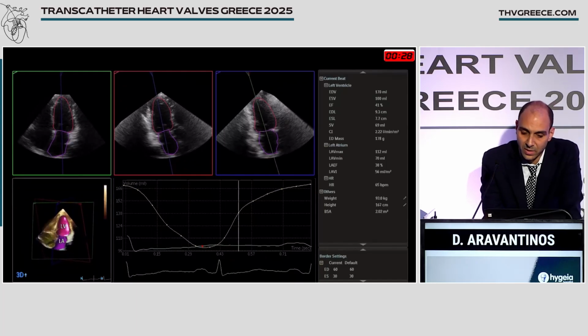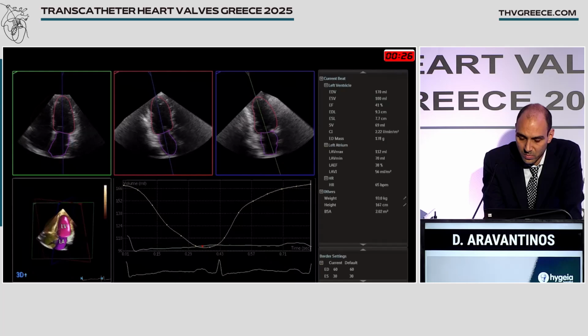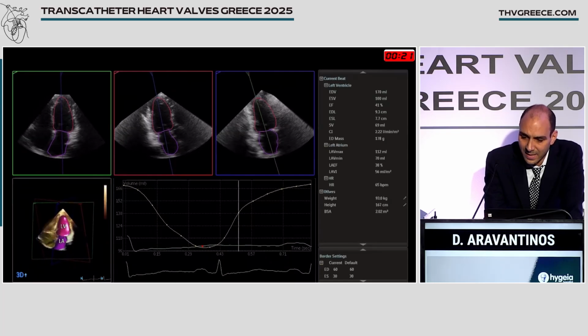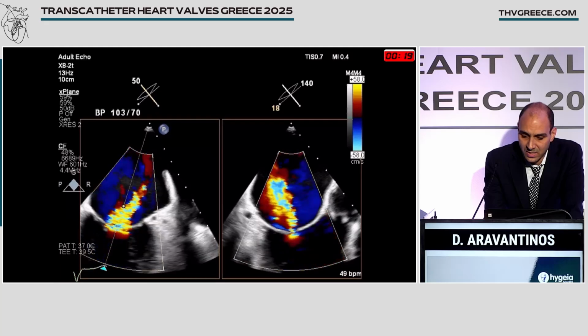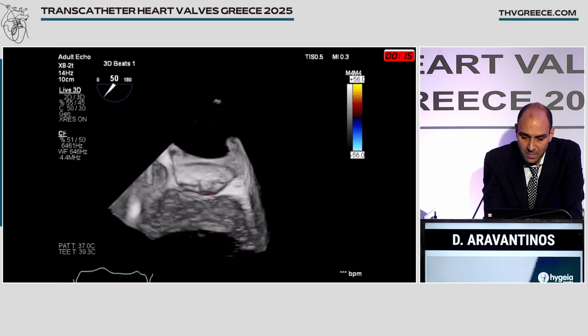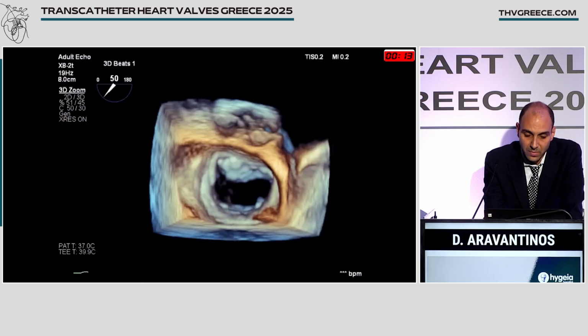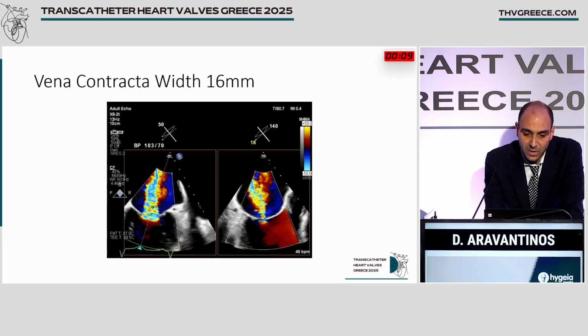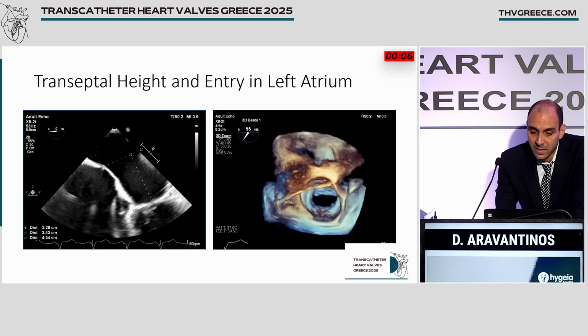of a patient with central MR treated with a PASCAL device. Here we had an ejection fraction of 40%, a dilated left ventricle, a large central jet, and a dilated annulus. The mitral valve on the 3D echo decoder shows no calcification and a great opening of the valve. Vena contracta width of 16 millimeters.